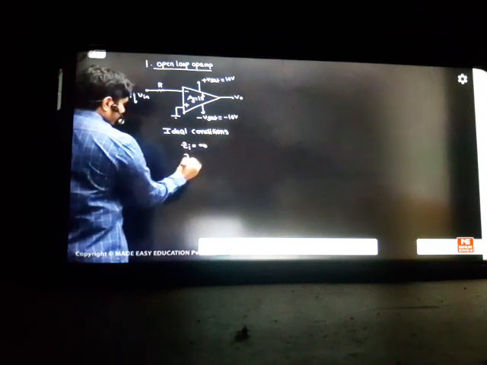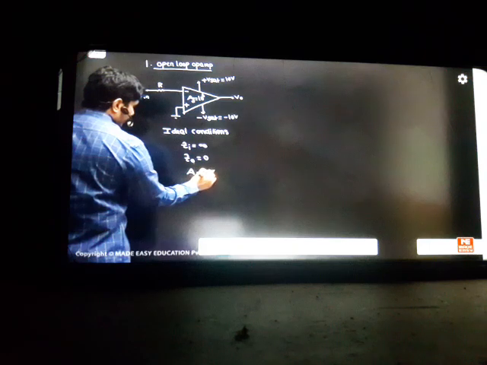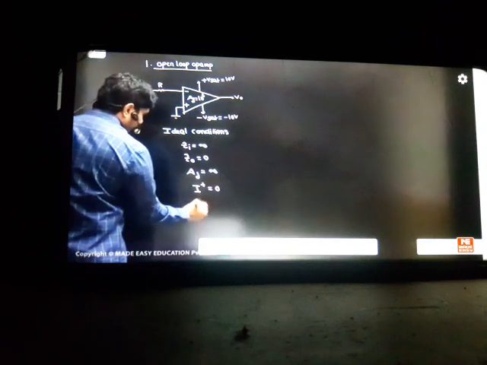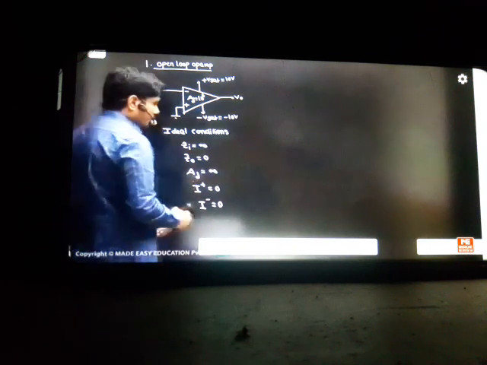Generally what I'll use in the class is: input impedance we will make infinite. Your output impedance we will make 0. Your AD I'll use as infinite. Your I plus is equal to 0. Your I minus will be equal to 0. This is the list of points which I use in my analysis.